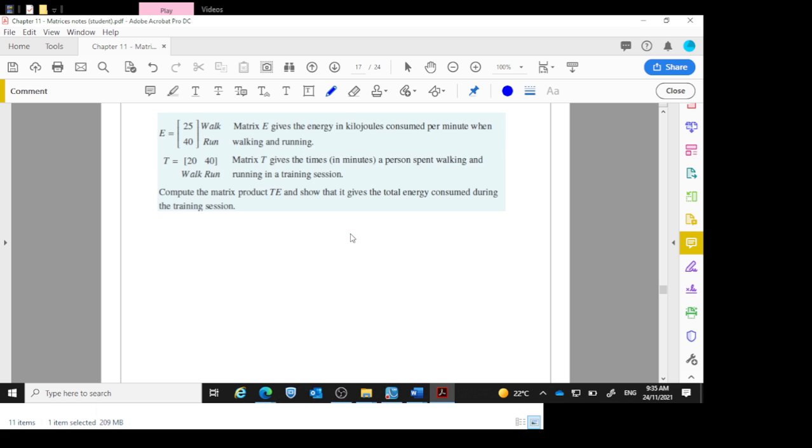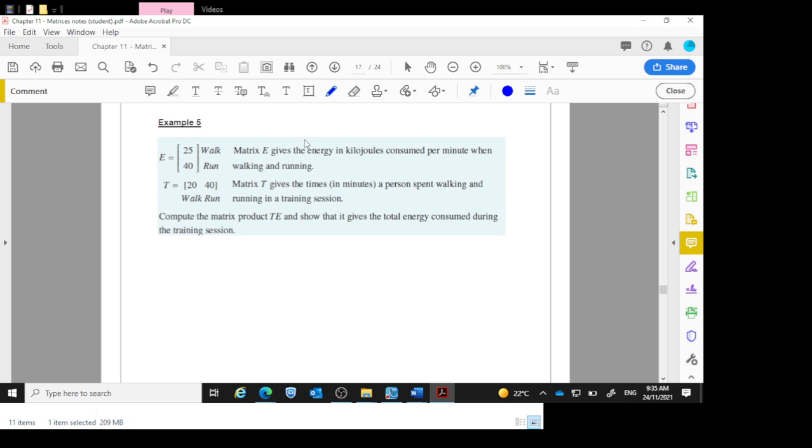Example 5. Matrix E gives the energy in kilojoules consumed per minute when walking and running. Matrix T gives the time in minutes a person spent walking and running in a training session. Calculate the product matrix T times E. Okay, so we're going to do T times E.